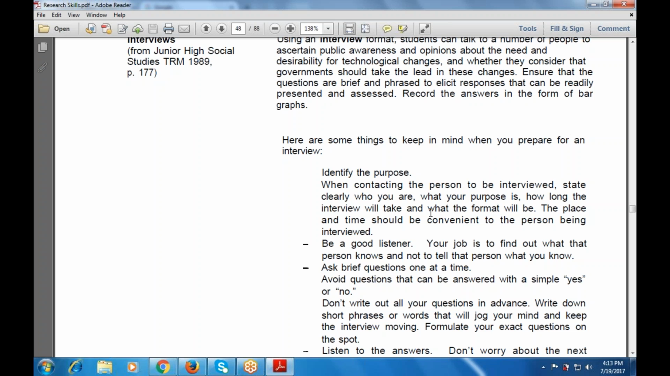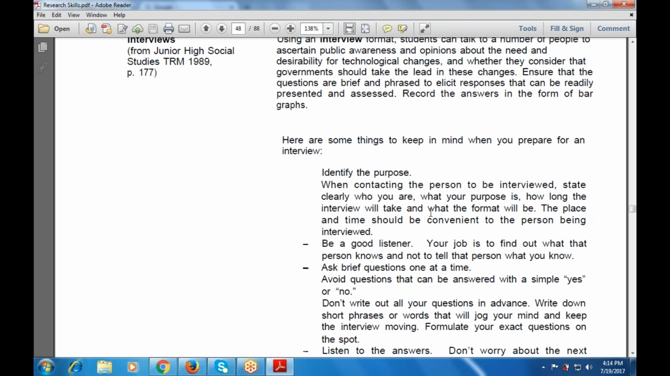That keyword may be written in your diary, in your paper, anything. So write down short phrases or words that will jog your mind and keep the interview moving. That means you stick to your topic, but sometimes you also crack jokes in the interview so that the interview will not be hesitating. So formulate your exact questions on the spot. That means you write the keywords and then formulate your questions at the same time on the spot. That depends on the person's background, behavior, attitude and nature.